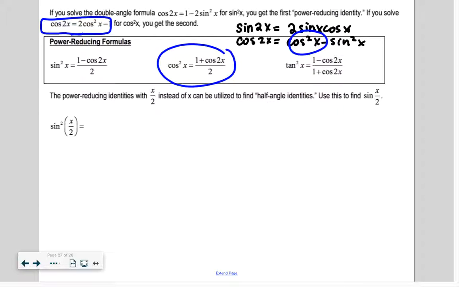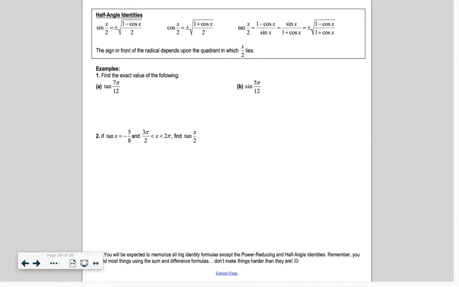Do you guys see how we go from that to this? And then if I wanted to take just plain cosine of x, I would then take the square root of both sides. That leads to the half angle. So it says the power-reducing identities with x over 2 instead of x can be used to find these half-angle identities. So this is what the half-angle identity says. Sine of x over 2 is equal to plus or minus the square root of 1 minus cosine of x all over 2, right? And the cosine of x over 2 is plus or minus the square root of blah, blah, blah.